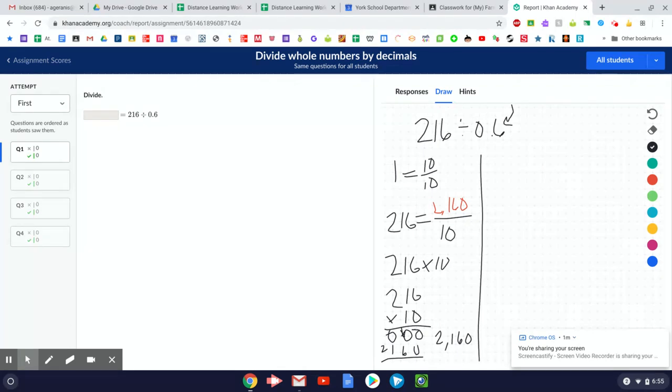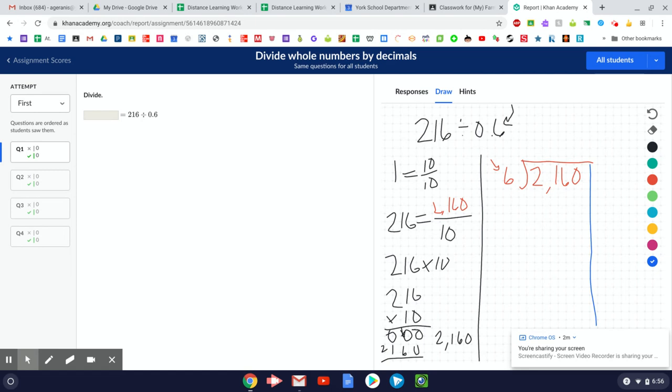All right, so now we can go ahead and use our knowledge of partial quotients to divide 2,160 divided by 6/10, because this is 2,160 tenths. Since they're the same unit, we can just go ahead and divide. Let's think about how many 6's there are in 2,160. I think that's a big number, so I'm going to start big. I'm going to go with 100 first. Are there 100 6's in 2,160?